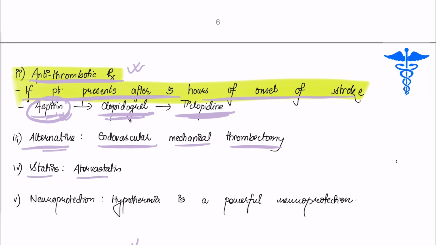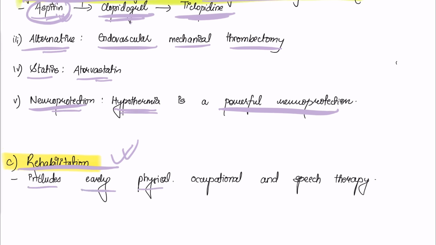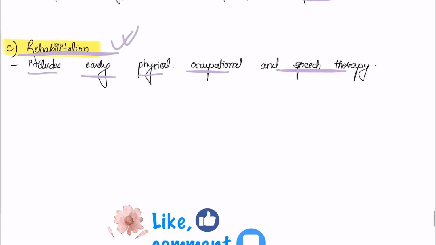Statins are given to stabilize the plaque in case of atherosclerosis, and neuroprotection is done by hypothermia. Hypothermia is the most powerful neuroprotection. Talking about rehabilitation, it includes early physical, occupational, and speech therapy.